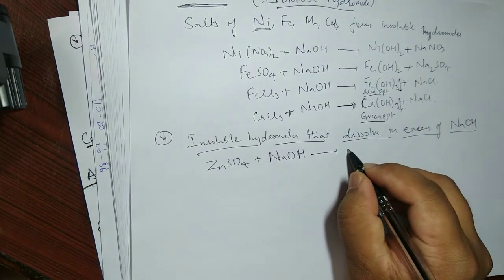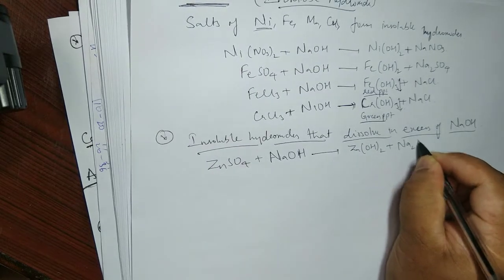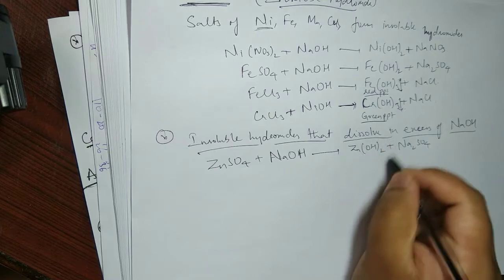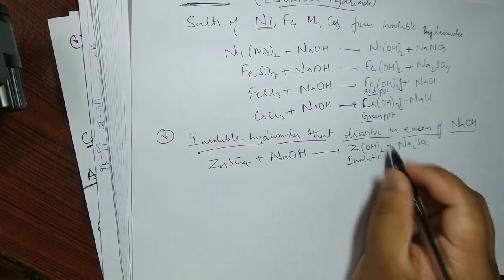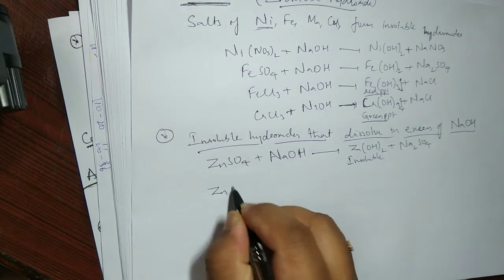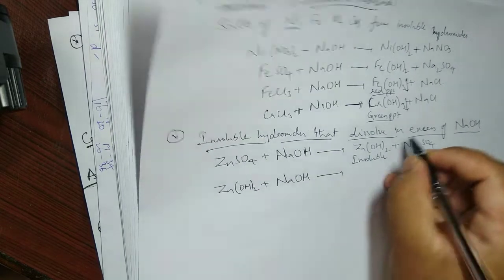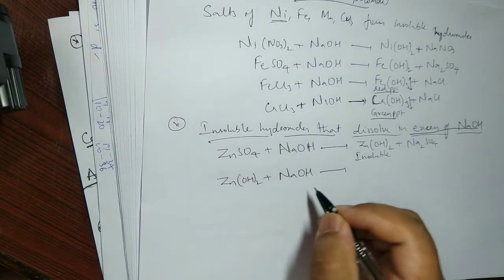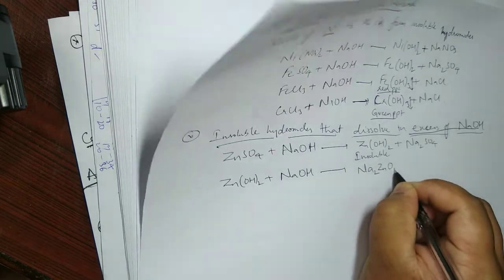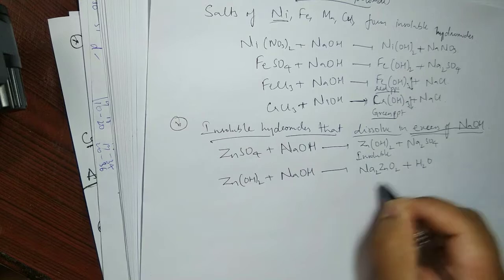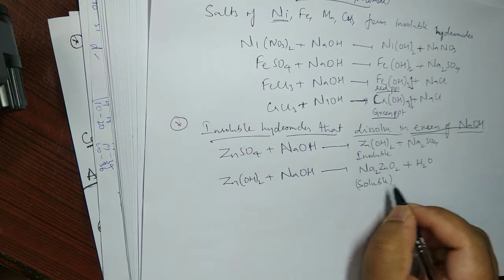very commonly. It forms zinc hydroxide plus sodium sulfate. Now this zinc hydroxide is insoluble, but when treated with NaOH again, Zn(OH)2 plus NaOH in excess amounts, zinc hydroxide forms the zincate. What is zincate? Sodium zincate, Na2ZnO2 plus water, and this is soluble. Sodium zincate is soluble.